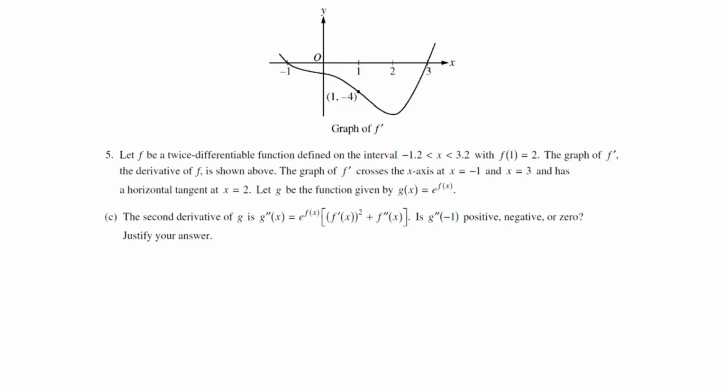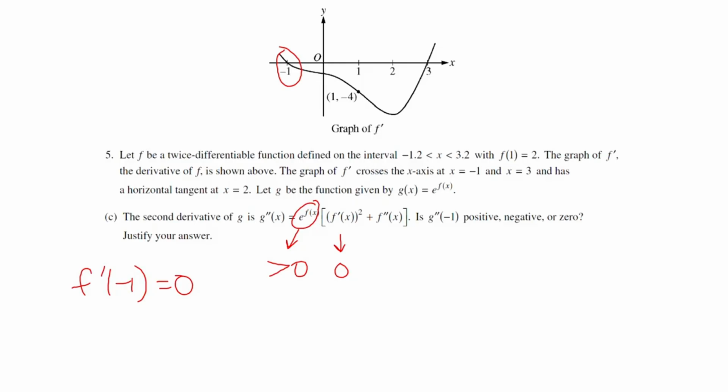In part C, they give us the second derivative of g and ask us, is g double prime of -1 positive, negative, or 0? Well, g double prime of -1 includes an e to the f of x. So e to the f of x is, as we already said, always positive. And then f prime of -1, we know is 0, so this part is just going to equal 0.